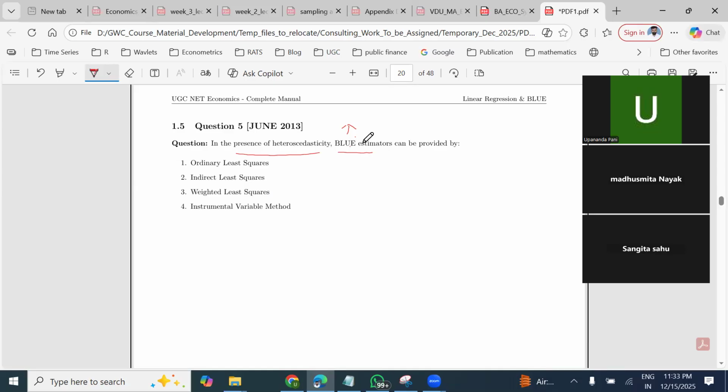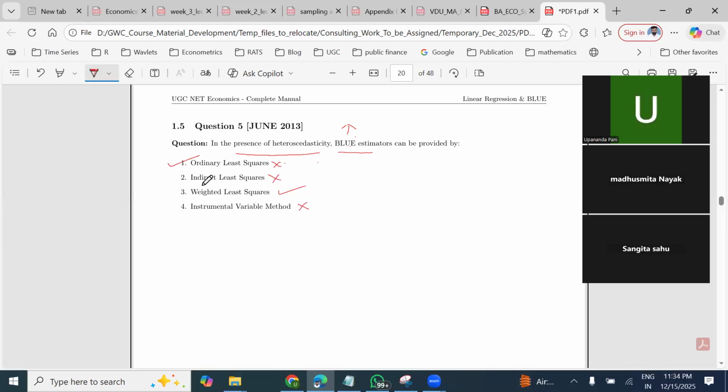Which method will provide it? Ordinary least square method? No. Indirect least square method? No. Why is it not there in the ordinary least square method? Because it will not be efficient, because the variance will be higher. Then the weighted least square method? Yes. Instrumental variable method? No.